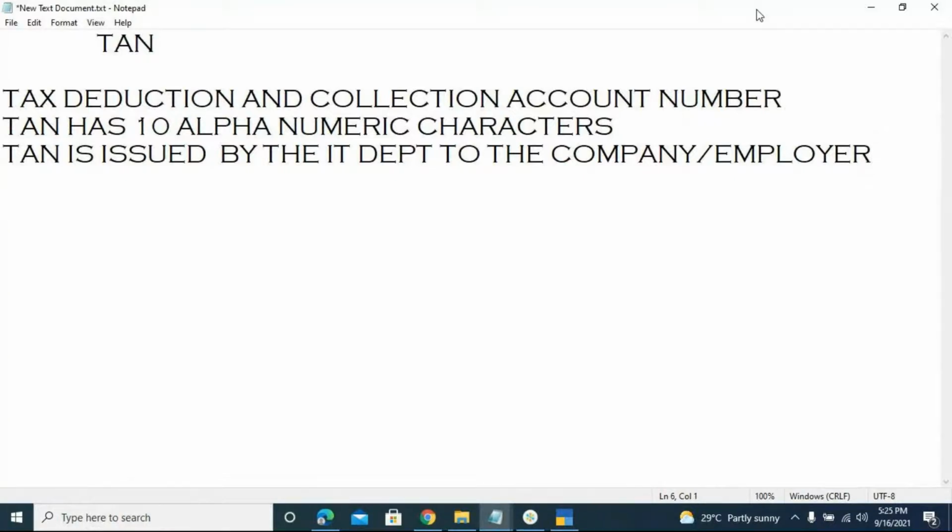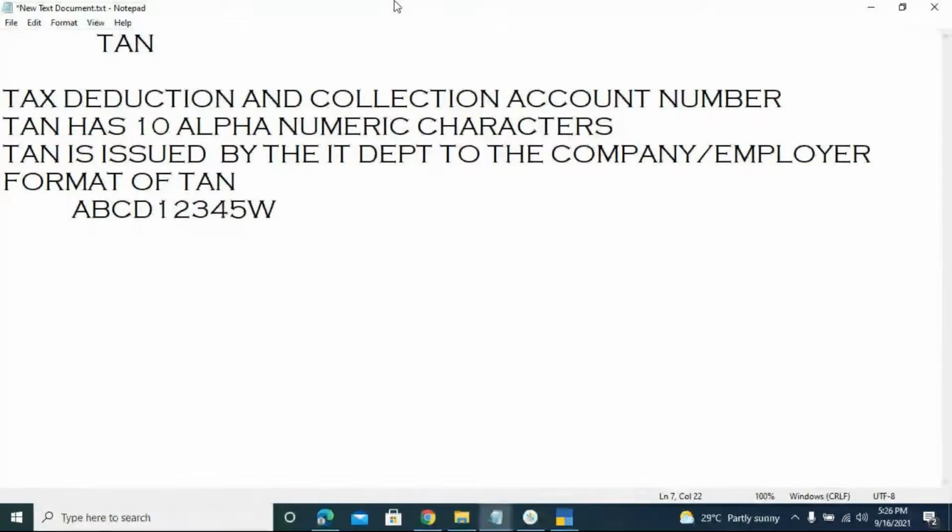And what is the format of TAN? In the sense, how does TAN appear? It is alpha, 5 numbers, and 1 alpha. 4 alpha, 5 numbers, and 1 alpha. So totally we have 10. Okay, so this is how TAN appears.